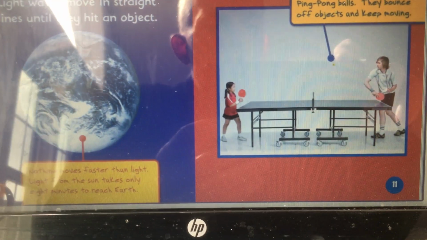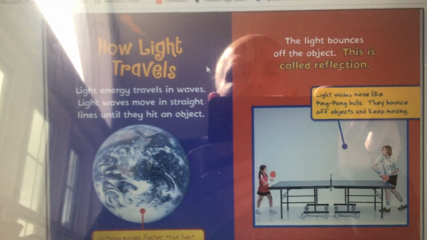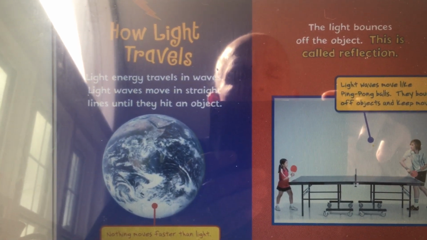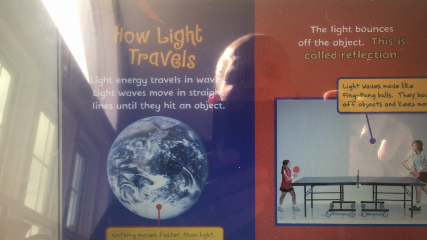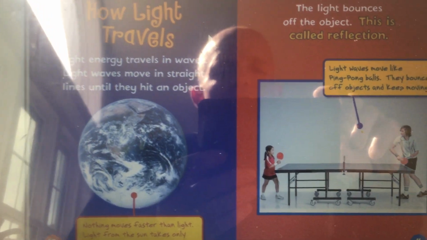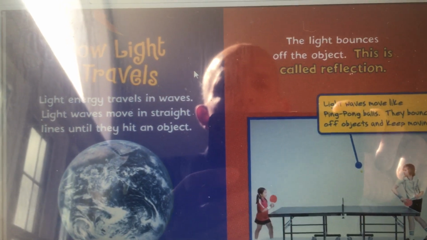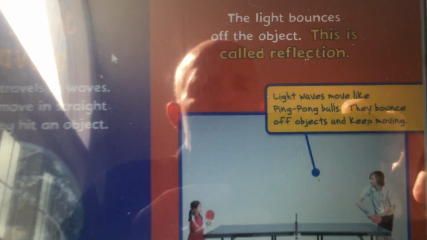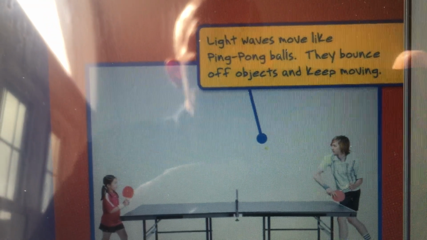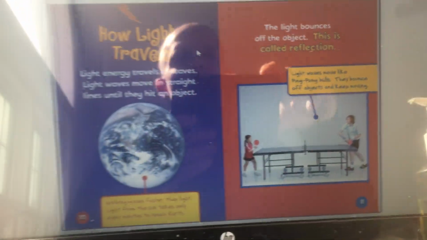On page 11, 11 is a palindrome, by the way, it says light bounces off the object. So when light travels through waves, it bounces off of an object like a person or like this computer or this book. When light bounces off an object, this is called reflection. And then the caption says, light waves move like ping pong balls. They bounce off of objects and keep moving. Reflection.